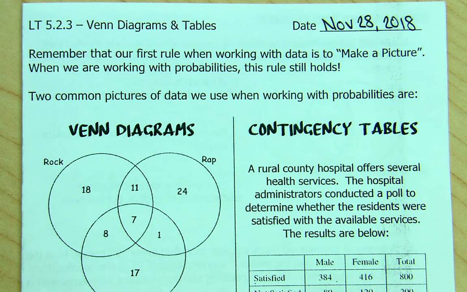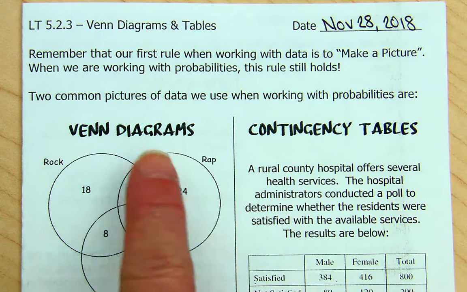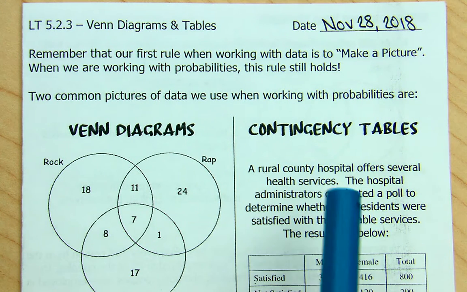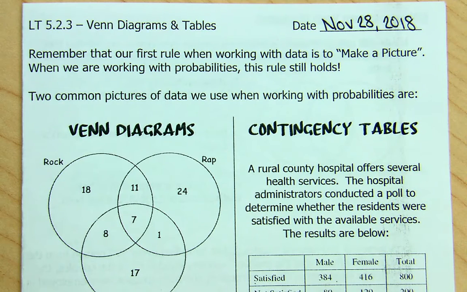So what we're looking at today are ways to organize the information that you're given to make it easier to calculate the probability. Okay? Both of these you have looked at before. You've seen Venn diagrams. You've done these things. May have been a while, but you've seen them. Contingency tables, we've used those in here before.